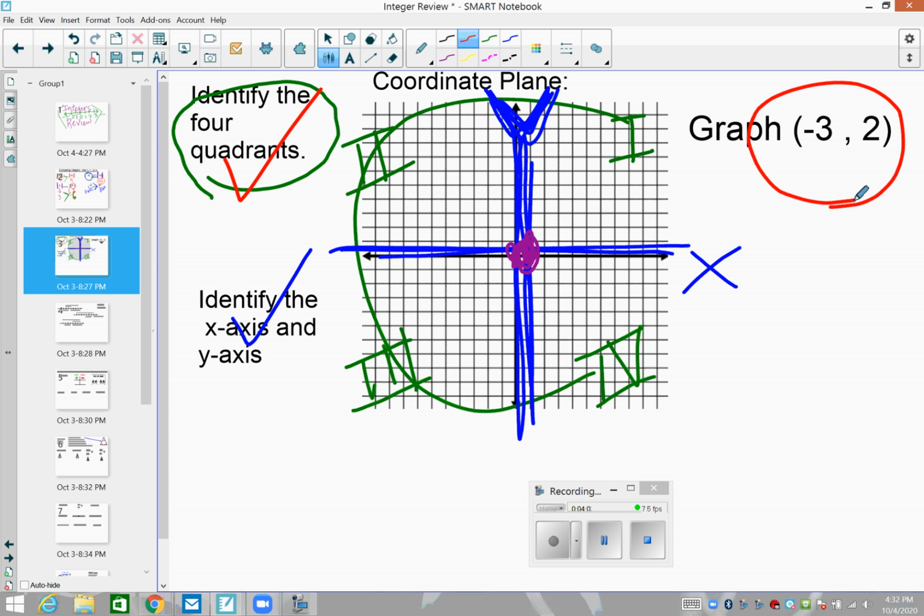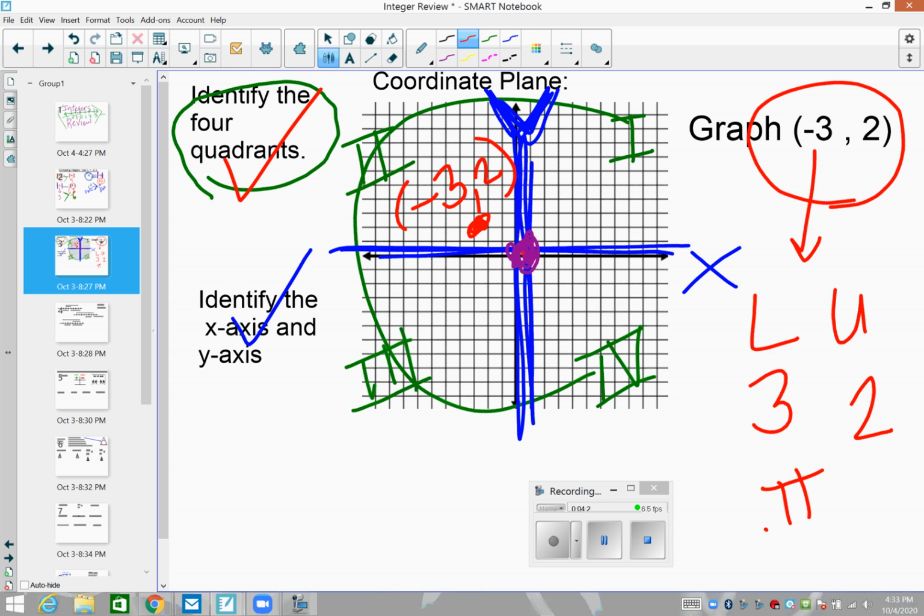So if we graph this coordinate here, we're going to go to the left 3, and then we're going to go up 2. So we're going to start at the origin. We're going to go left 1, 2, 3, up 2. So this is the coordinate left 3, up 2, which is in quadrant number 2.